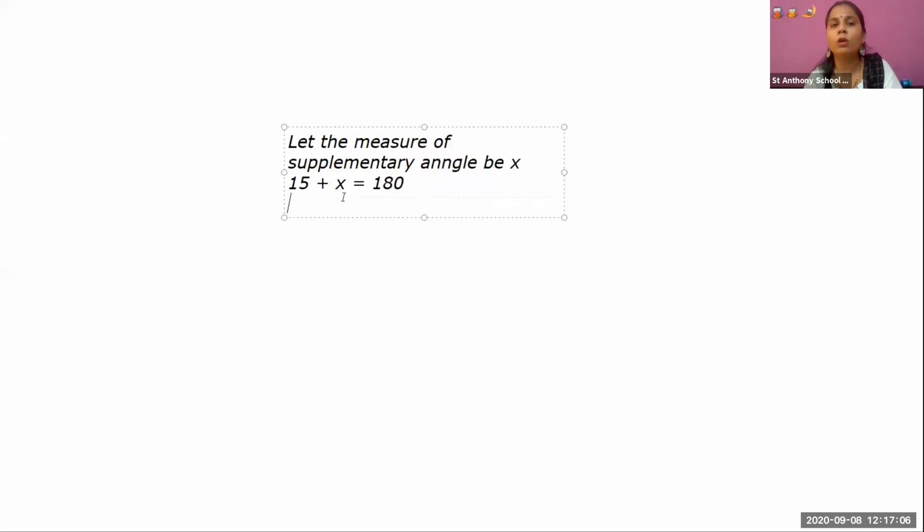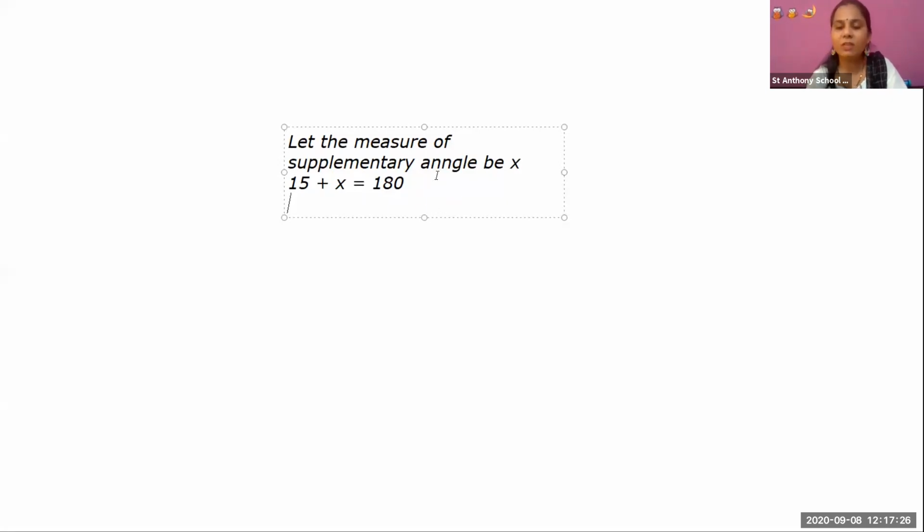So what we are going to do? We'll shift this 15 to the right hand side, okay? We don't need this 15 with x at all. Why? Because we have to find the value of x. So to find the value of x, this 15 is not needed. So we'll shift this 15 to this side.